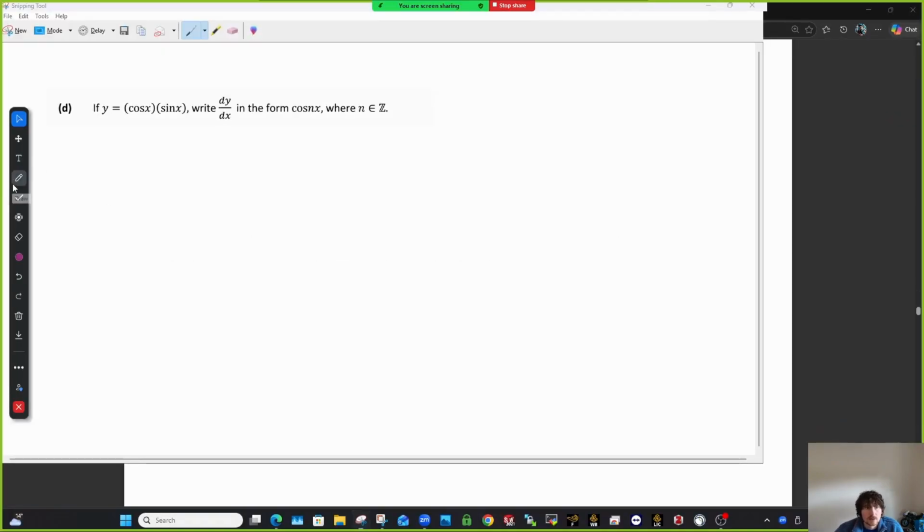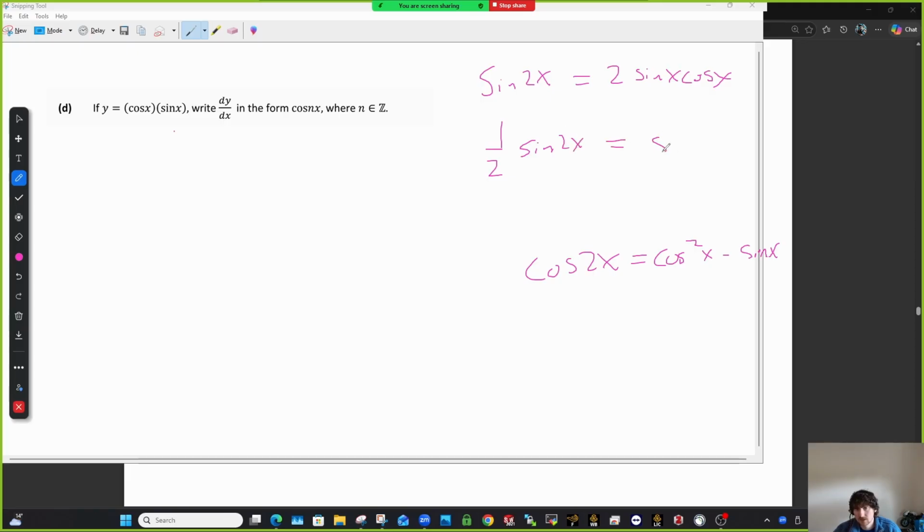So what do we have here? We're told that these two things are multiplying, and then we're told to write dy dx. So, looks like a product rule, doesn't it? Unless you know a trick. So, let me show you a trick. You should know this off by heart, that sine 2x is 2 sine x cosine x. And you should also know the other one off by heart. Cos 2x is equal to cos squared x minus sine squared x. Now, what's important about this one is you should know that a sine x times a cos x is actually a half. You just divide both sides by 2. A half sine 2x gives you sine x cos x.